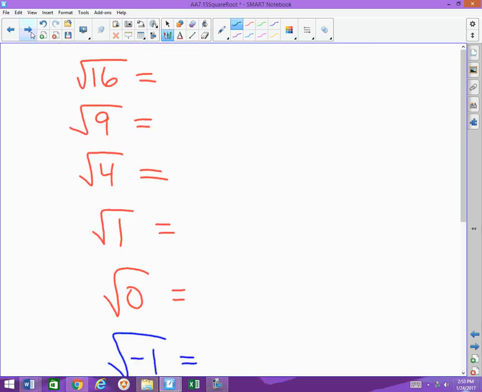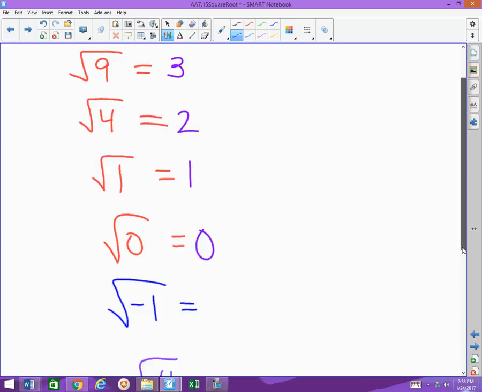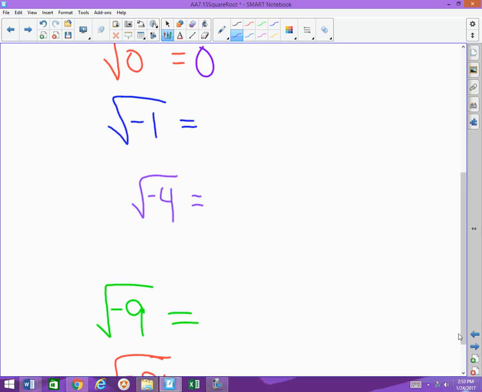Now then, square root of 16 is 4, square root of 9 is 3, square root of 4 is 2, square root of 1 is 1, the square root of 0 is 0, and then the square root of a negative 1 is i, which stands for an imaginary number. And i is equal to the square root of negative 1.